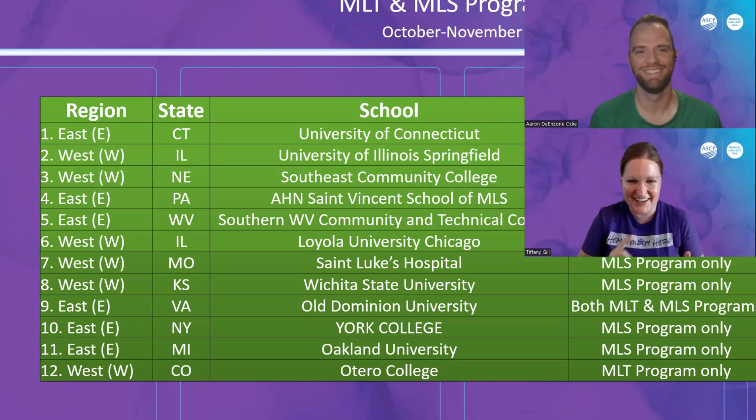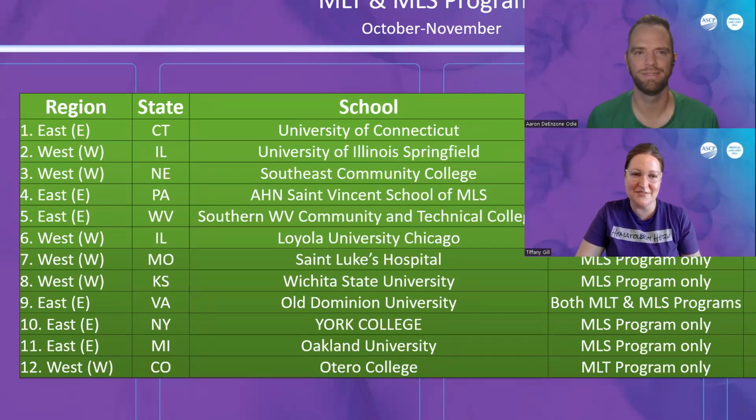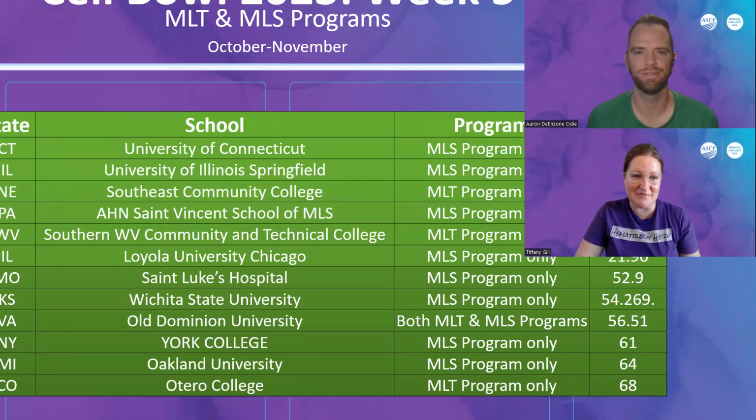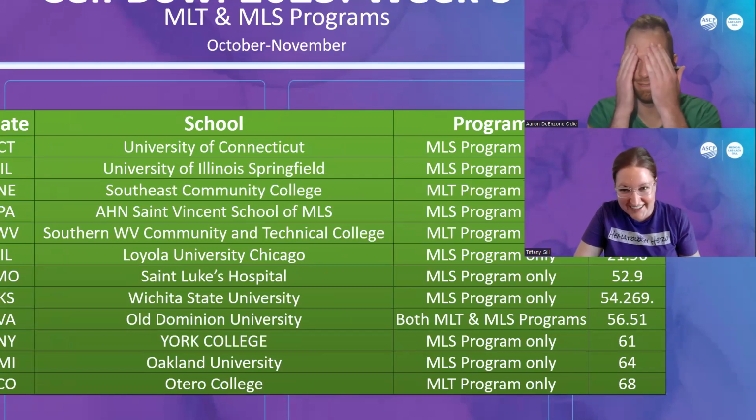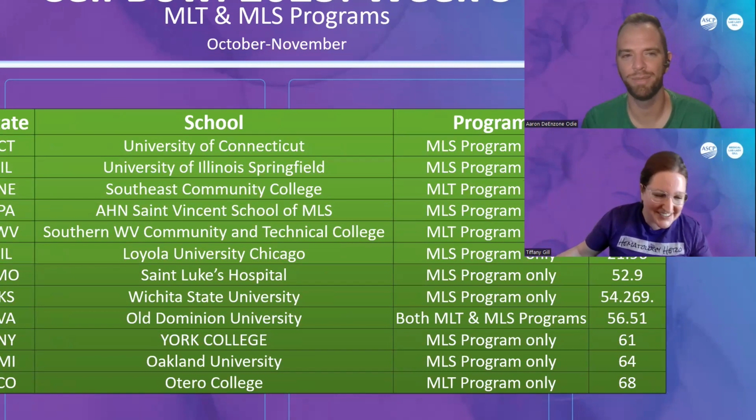And then in the second chance, we've got St. Luke's Hospital, Wichita State University, Old Dominion University, York College, Oakland University, and Otero College. Now I'm going to move it over and show you the times. Look, oh my, we're so close. How is that humanly possible?